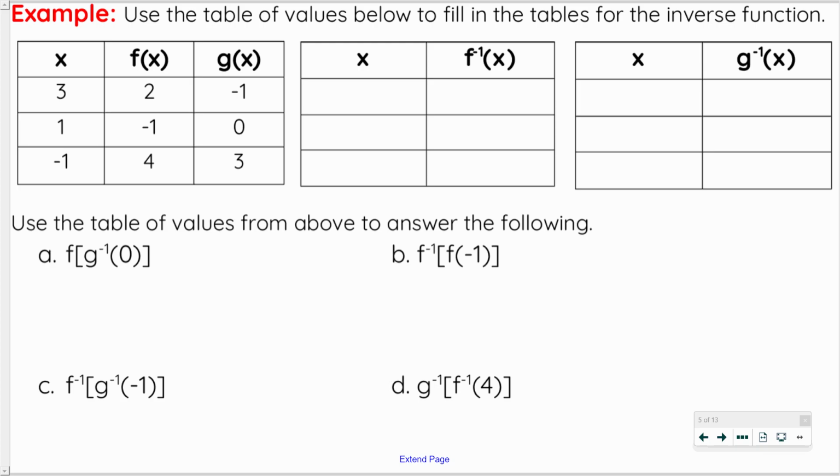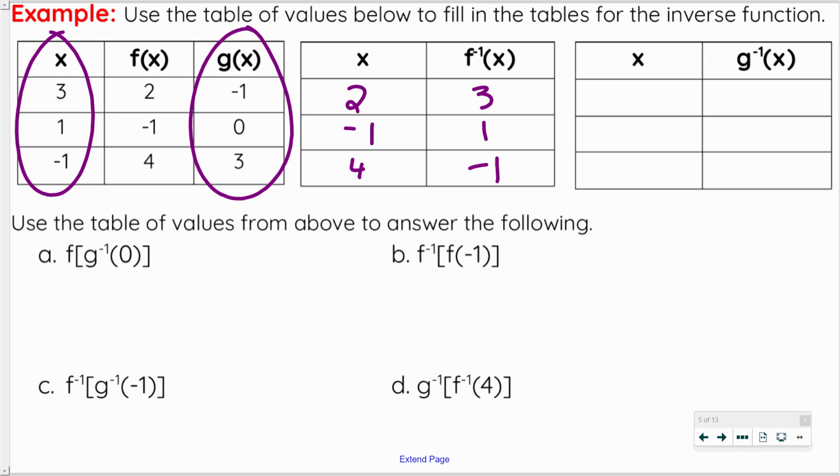In this table of values, I have function values for f of x and g of x. First, I want to look at x and f inverse. I'm looking at these two right here because that's x and f of x. If I'm looking at the inverse, all of my x values become my y values, and all of my y values become my x values. That would be the coordinates swapping x and y for the inverse of f of x. Now let's look at x with g of x. For the inverse, again, x and y are swapped. So the y values become the x values, and the x values become the new y values.